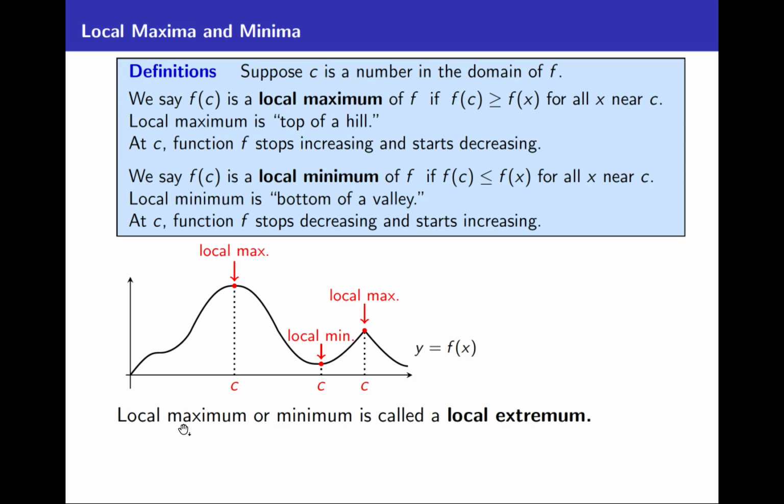Collectively, a local maximum or minimum is called a local extremum. So you would say this is a local extremum, that's a local extremum, and this is a local extremum. The plurals of these words are local maxima, local minima, and local extrema. So we have two local maxima, and there are three local extrema indicated here.